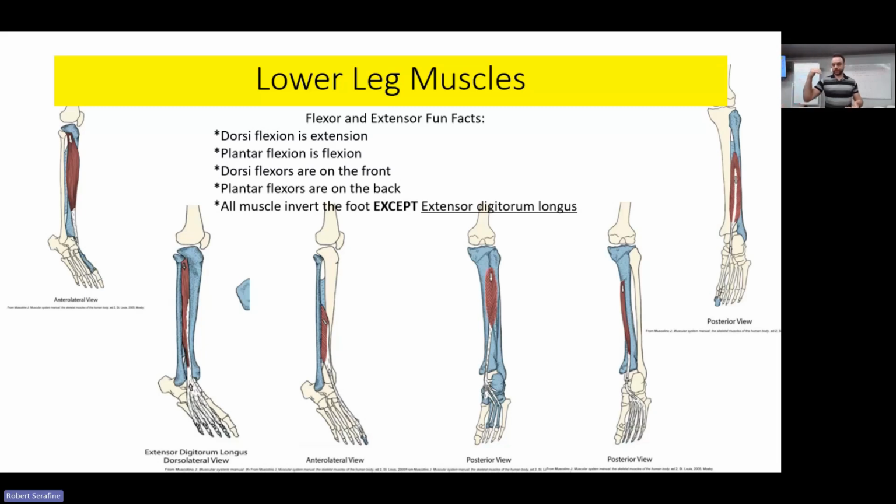Plantar flexors are on the back, right, which is flexion. And then all of these muscles are going to perform inversion of the foot, with the one exception that out of all 6 of these muscles, only one performs eversion, which is extensor digitorum longus. And that's it. So very quick, short, sweet rules to live by.